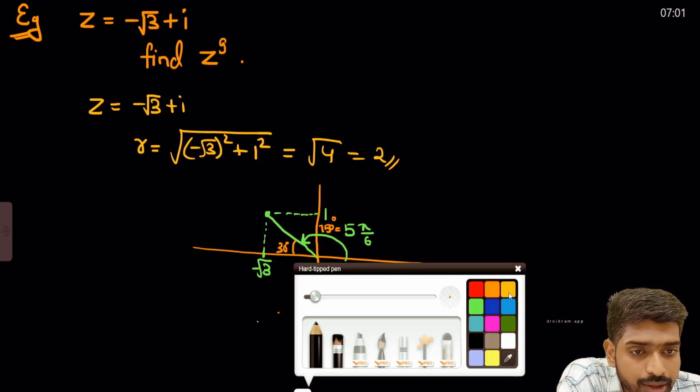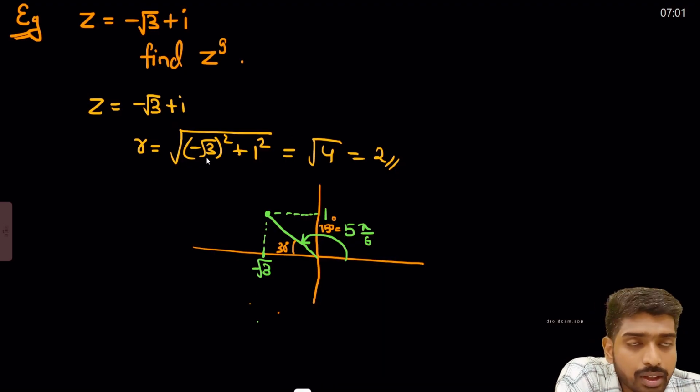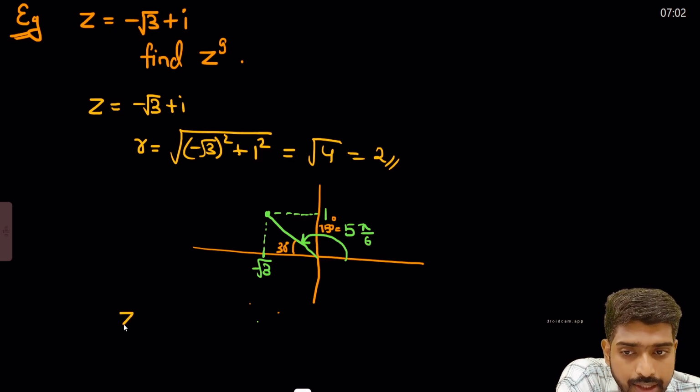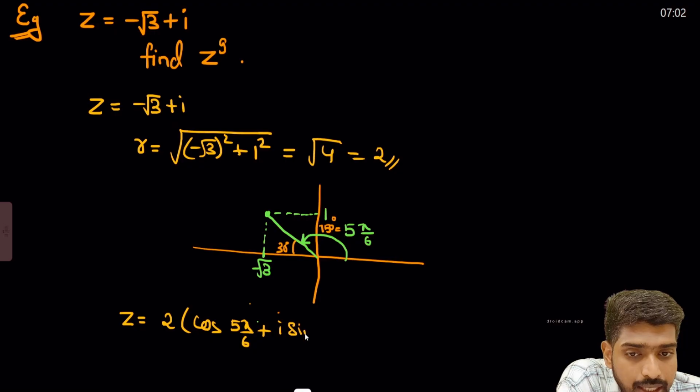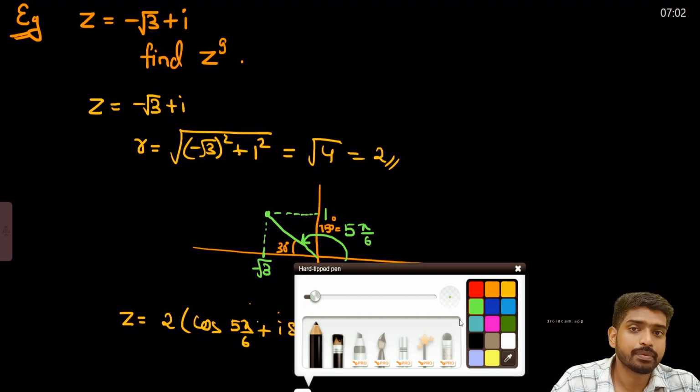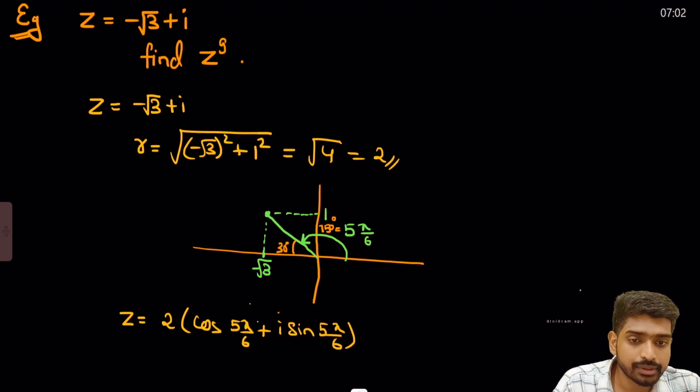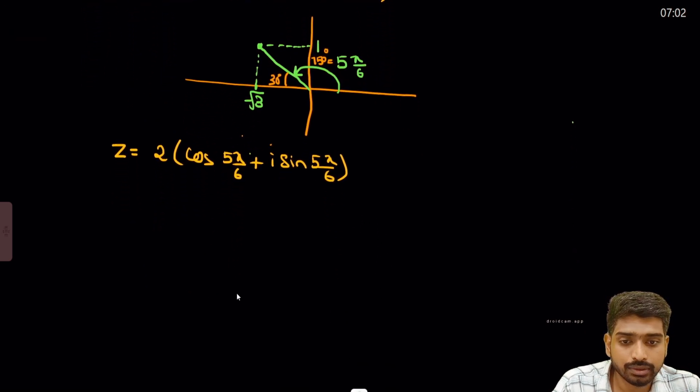So we got the argument, we got the magnitude. Now I'll write this complex number z in polar form. So this complex number z I can write as 2 multiplied by cos 5 pi by 6 plus iota sin 5 pi by 6. Now we'll raise this to the power 9.